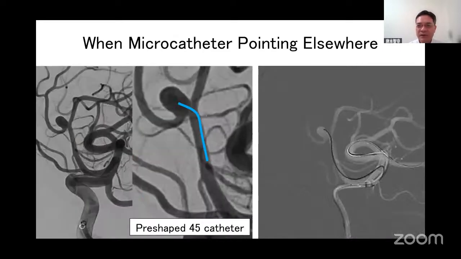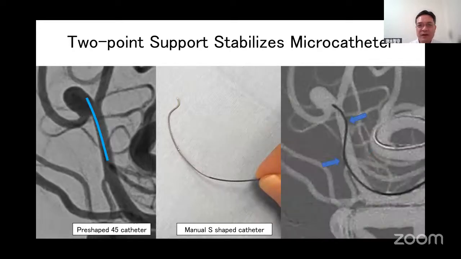However, the microcatheter sometimes does not point in the desired direction. In this case, a pre-shaped 40 catheter was selected first, but it didn't fit the aneurysm. After that, I manually shaped an S configuration. The shape was stabilized at 2 points inside the parent artery, like this, and the tip was inserted along the long axis of the aneurysm.